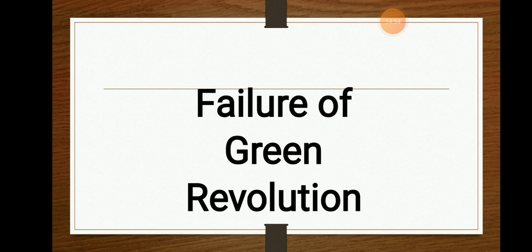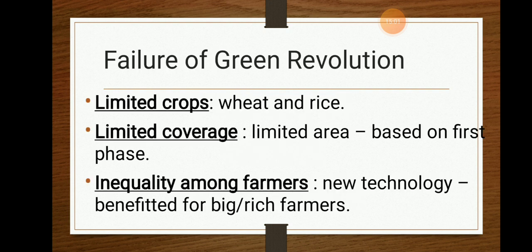Now, when there is positivity, there is also negativity. So let's see the failures of the green revolution. The first failure is limited crops. As told earlier in the definition, only wheat and rice were used. So what about the leftover food grains, maybe ragi, maybe maize, maybe jute? The people or the government didn't think about the other food grains. So this is one of the negative things, where only two kinds of crops were used.